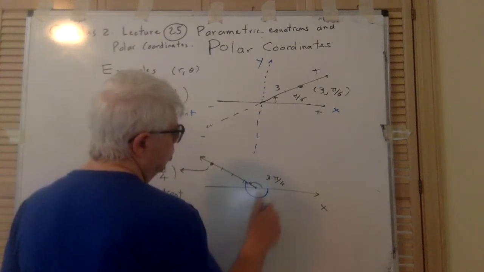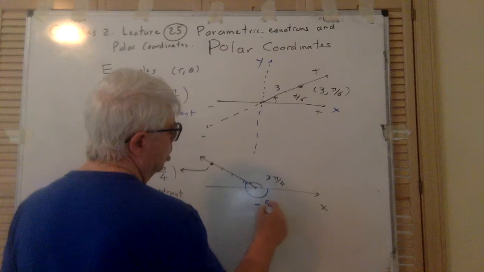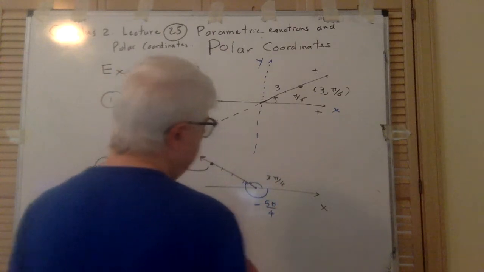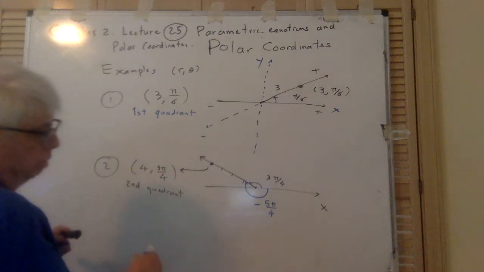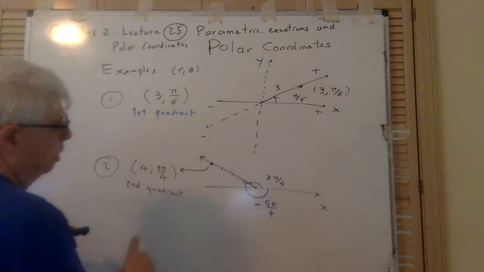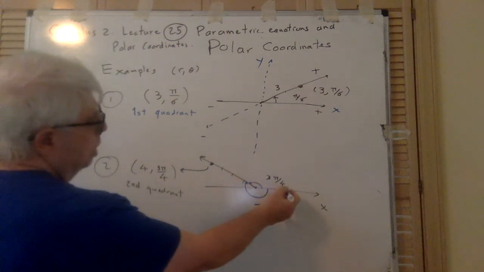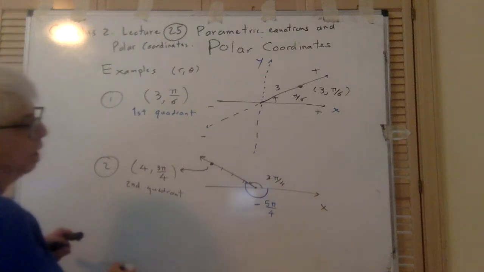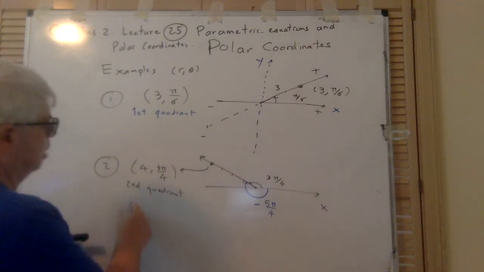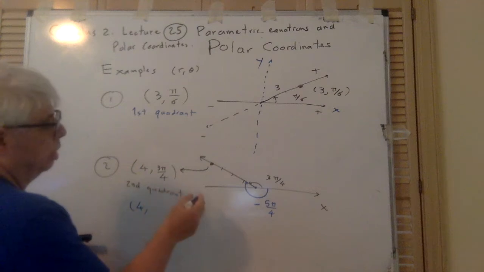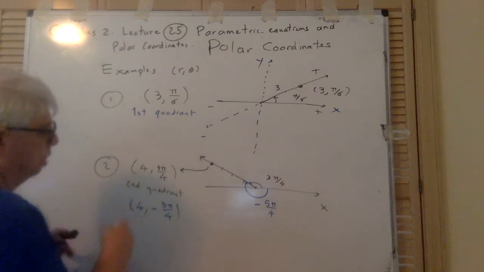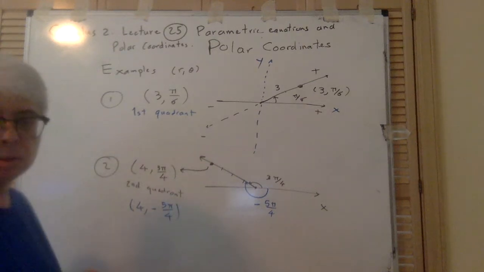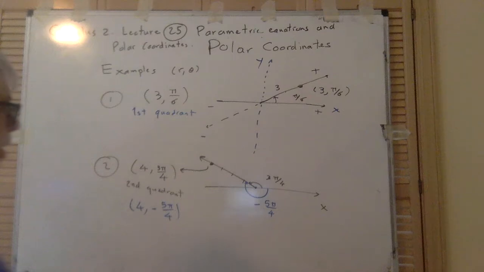5 pi. So that's minus 5 pi over 4. So if I go this way, then again this is the initial side and terminal side of this angle, and I can write it as 4, comma, say minus 5 pi over 4. So this is another set of coordinates.